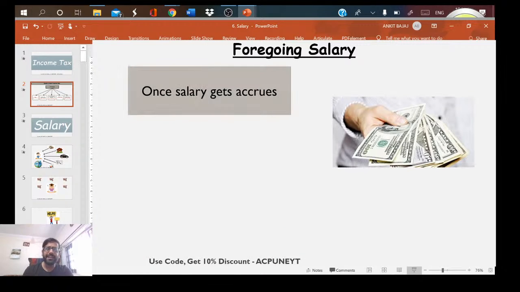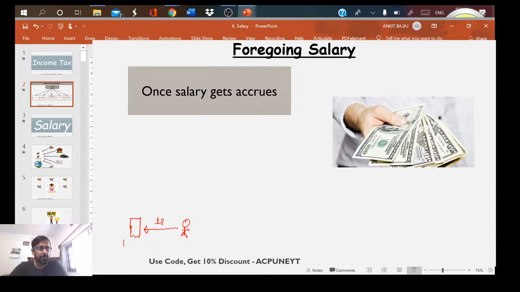Okay, foregoing salary. What is foregoing salary? You have provided services to your employer. Yes, you have provided services to your employer for 12 months. Is it clear?